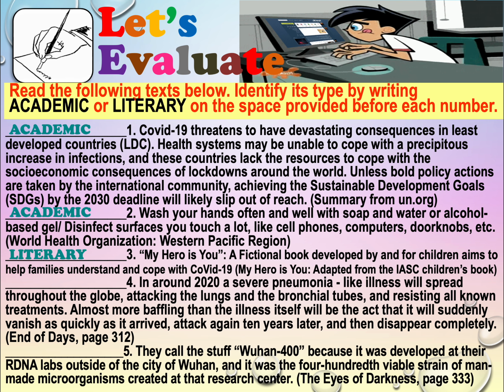Number 4: In around 2020, a severe pneumonia-like illness will spread throughout the globe, attacking the lungs and bronchial tubes and resisting all known treatments. More baffling than the illness itself will be the fact that it will suddenly vanish as quickly as it arrived, attack again 10 years later, and then disappear completely. So this one is from a prediction book that was written many years ago about 2020. It predicted that there will be a severe pneumonia illness that will happen.